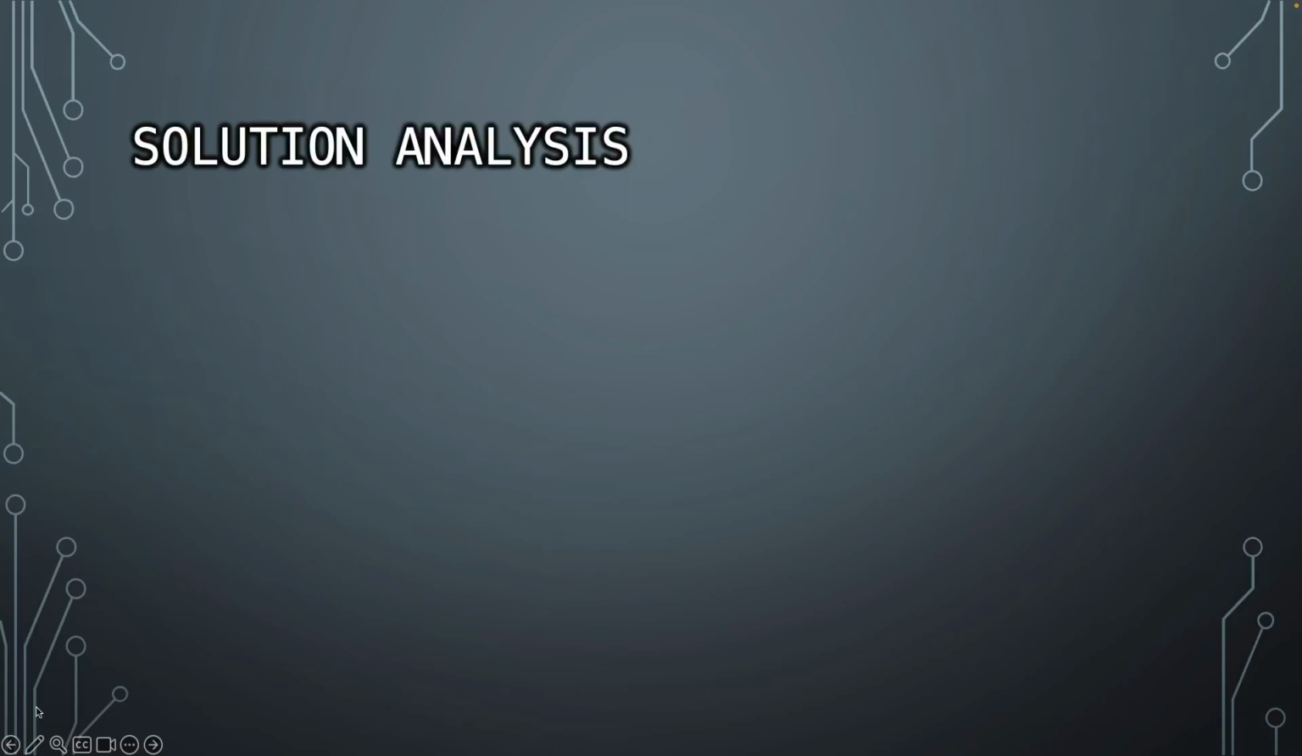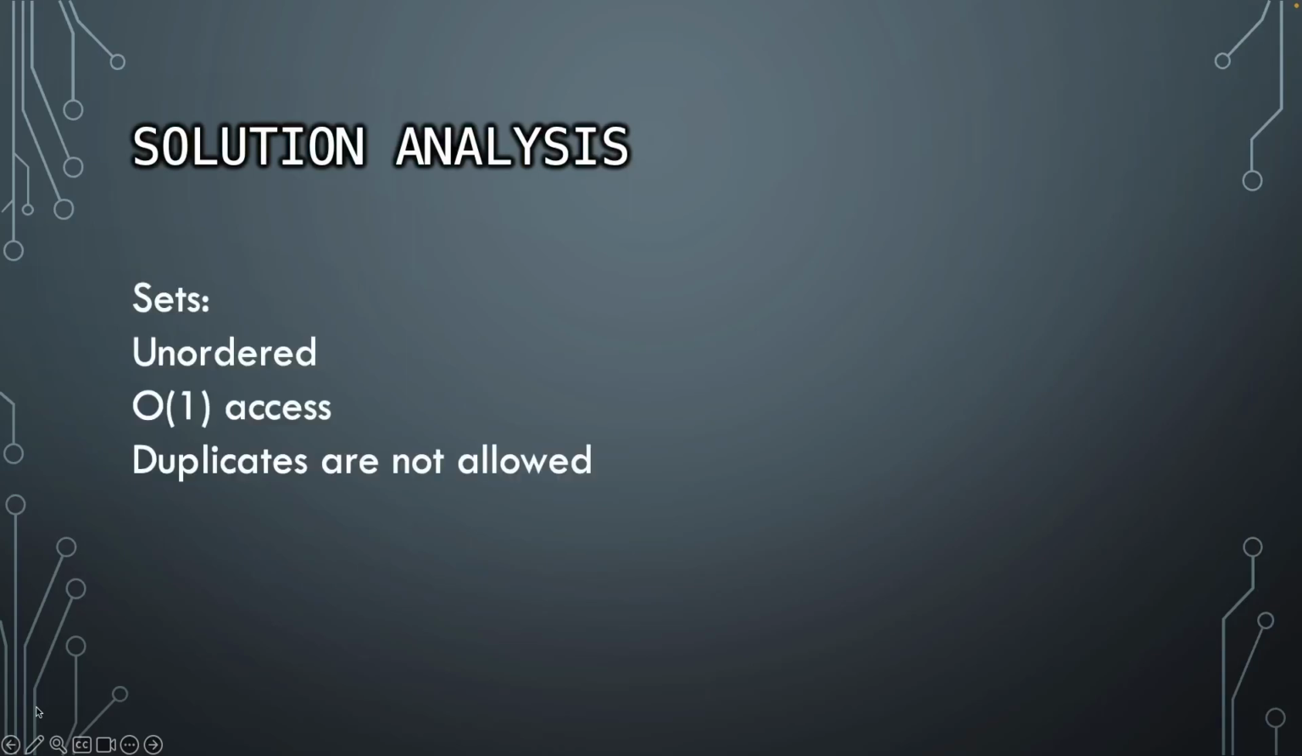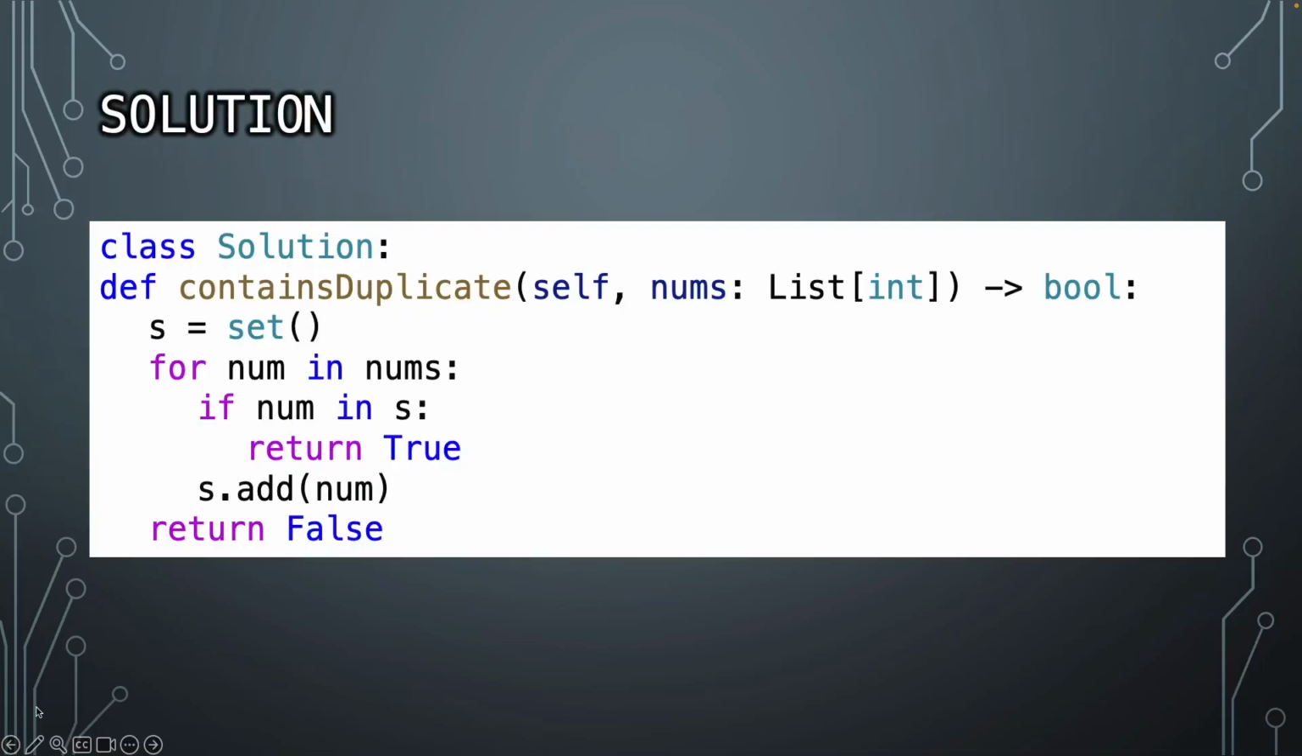A more optimized solution would be to use a set. Recall the properties of sets. They are unordered, they have constant time access, and they don't store duplicates. Since accessing a set is constant time, we can store each number in the array in the set, and if we come across it again, we return true.